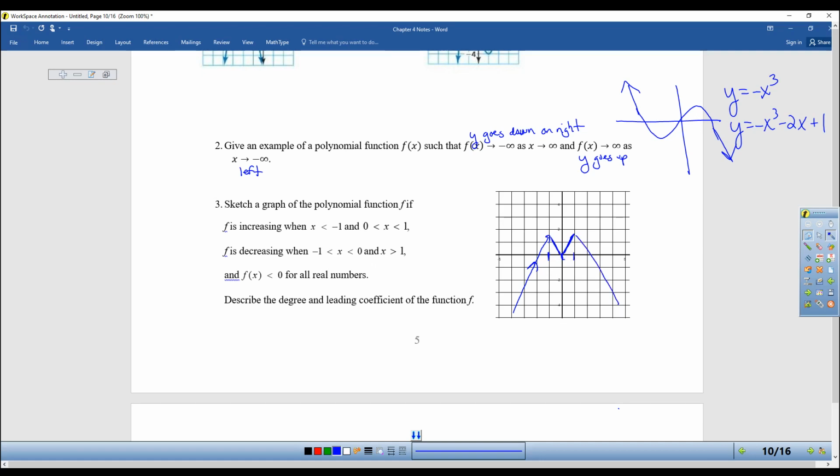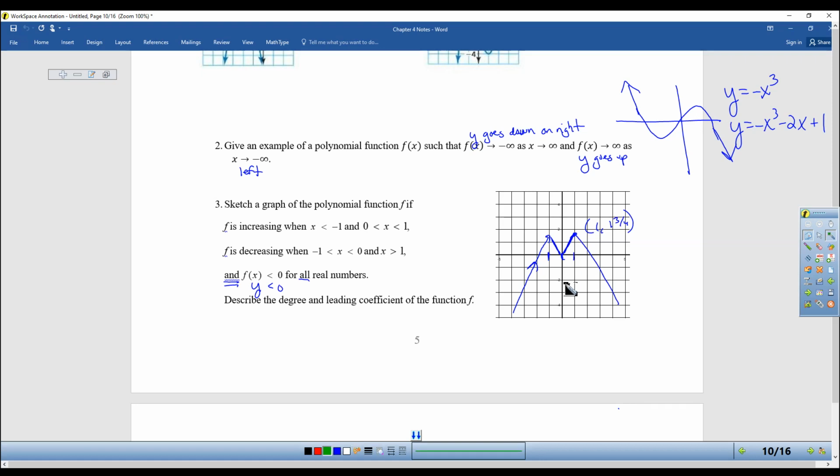I'm so excited. I look like I got it, right? And f of x is less than 0. The y value is less than 0 for all the numbers. Well, I just plotted 1, 1 3/4. That y value is definitely not less than 0. How can we fix this?